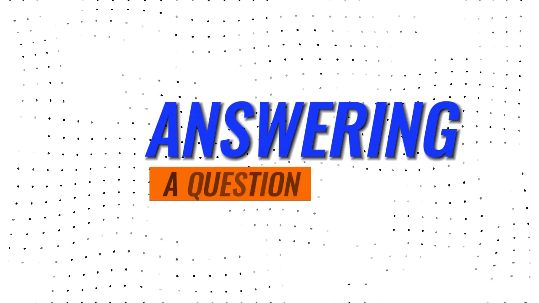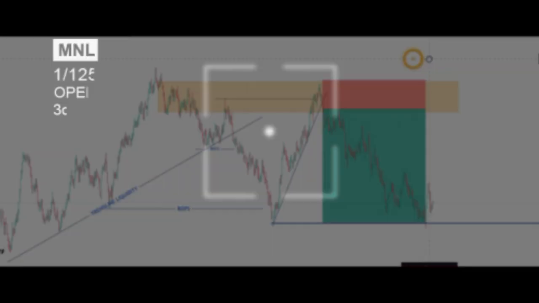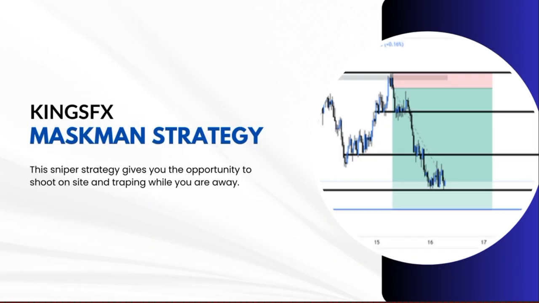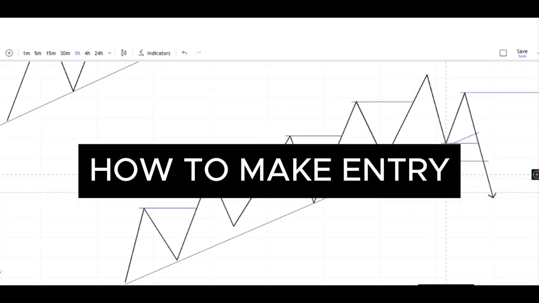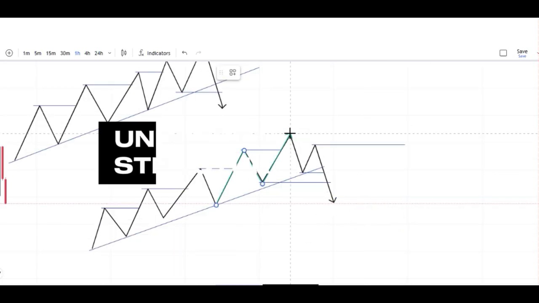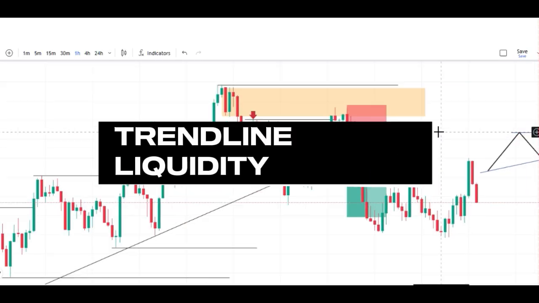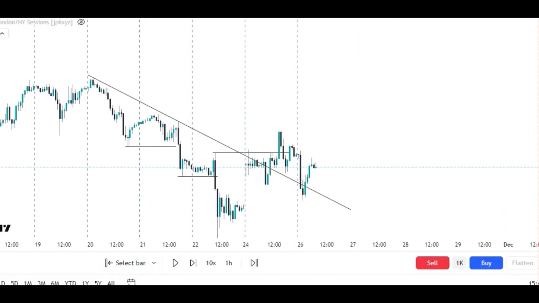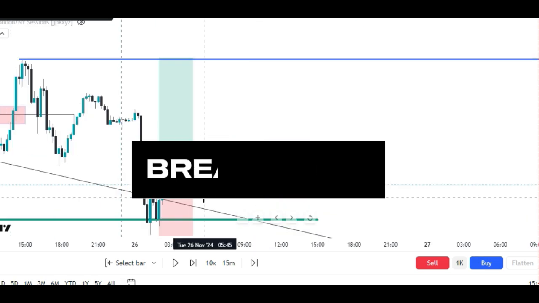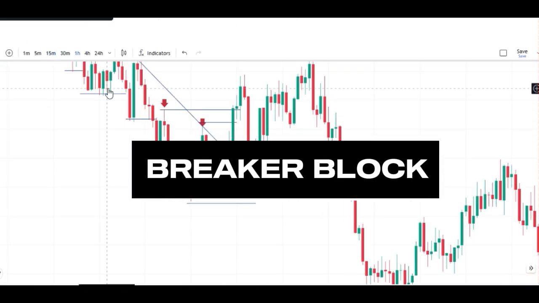So today I'm going to be answering a question about this particular strategy that I shared in the previous video, where I was talking about how to make entry, just understanding structural breaks, trend line liquidity, break of previous structure and break of current structure, coupled with the breaker block, which is going to be the entry zone.